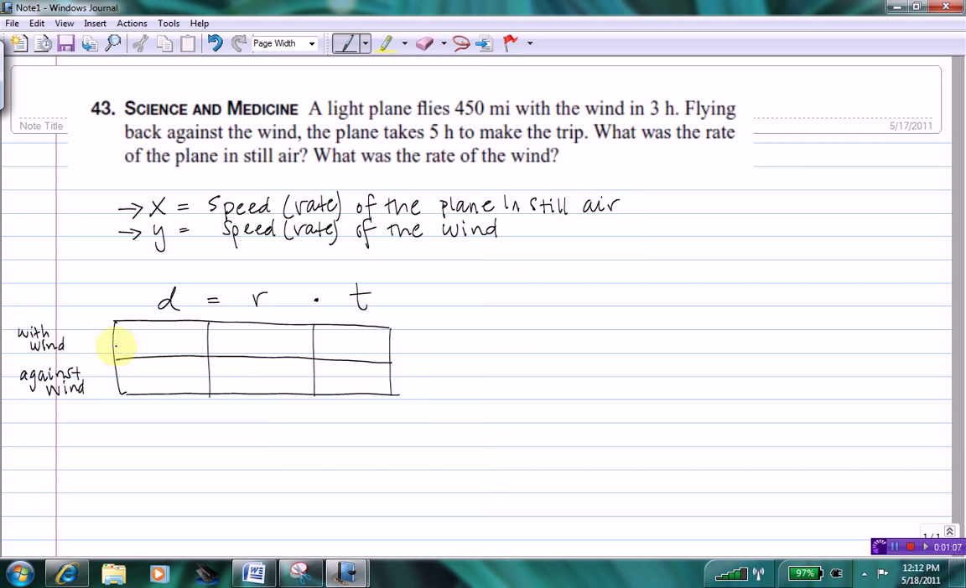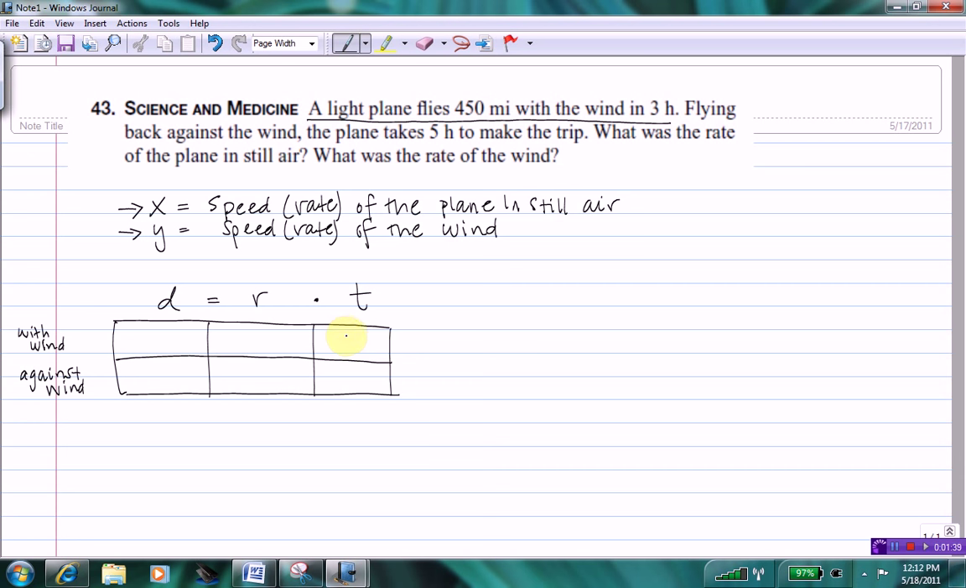And then I have 2 rows. One row represents the trip of the plane with the wind, and the second row represents the trip against the wind. Now, in terms of filling out the chart, as I go back and read the first sentence, I notice that there are 2 values that are really kind of in my face. A light plane flies 450 miles with the wind in 3 hours implies that the time is 3 hours and the distance is 450 miles.